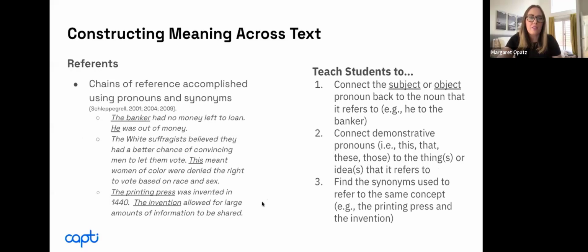And then finally, you want to be able to support students in finding those synonyms that are used to refer to the same concept. And these are really helpful for supporting students in constructing that meaning that goes across the phrases, clauses, sentences, paragraphs, and the whole text.